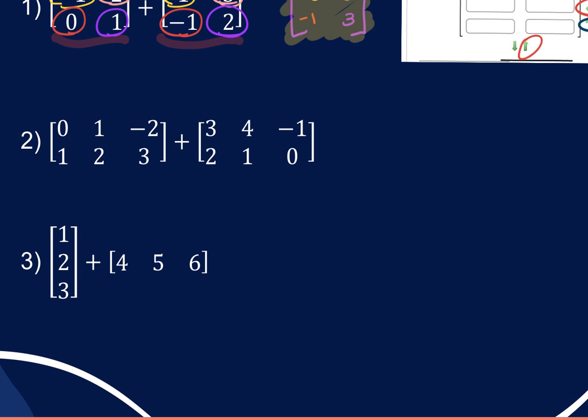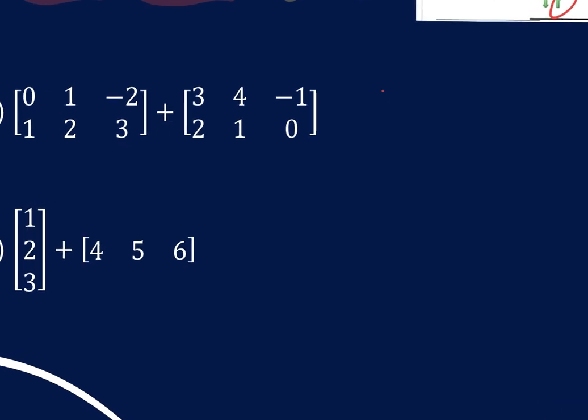That's a 2 by 3, right? Or 3 by 2 and a 3 by 2. So you would need your answer to be a 3 by 2, but on WebAssign it's going to start as a 2 by 2. So you would have to extend it. So can 2 be done? Yes. 0 plus 3 would be 3. 1 plus 4 would be 5. -2 plus -1 would be -3. 1 plus 2 would be 3. 2 plus 1 would be 3. 3 plus 0 would be 3. Yes. Sure.